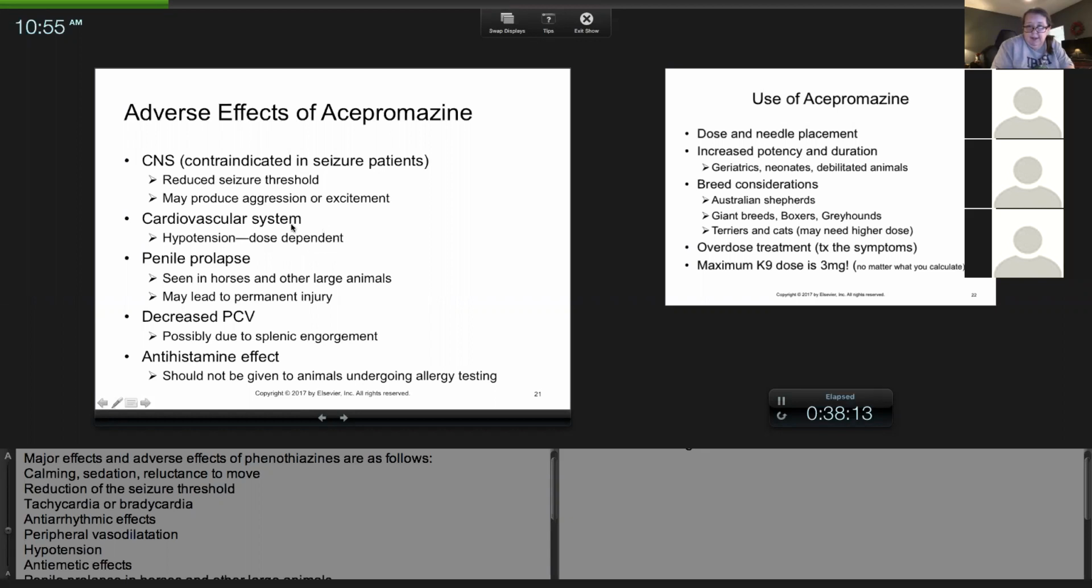Hypotension, and I put dose dependent, because if you use a lower dose, you might not see as much hypotension. So I try to back off of that. It can decrease the PCV, because what acepromazine tends to do is cause the spleen to enlarge temporarily and suck up a bunch of red blood cells. So sometimes we'll sedate a cat with ACE because it's psycho, and we'll draw its blood.